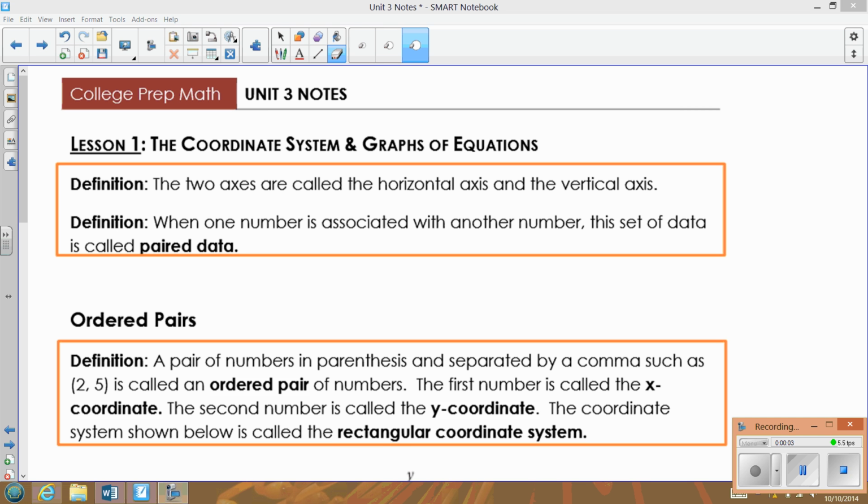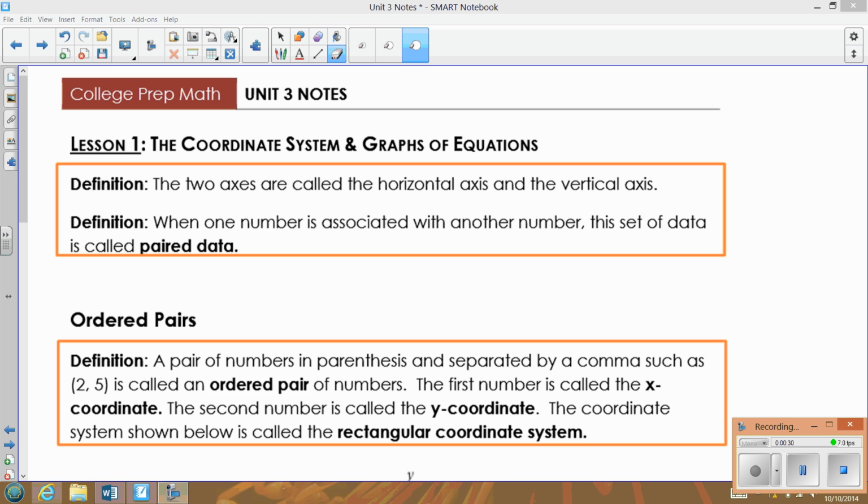For Unit 3, we're going to look at the coordinate system and graphs of equations, graphs of inequalities, and we're going to really talk about slope, equation of a line, all of those kinds of things. So the first thing we're going to do is start with the coordinate system and how we graph equations of lines using just plotting points. So using the equation to plot points.